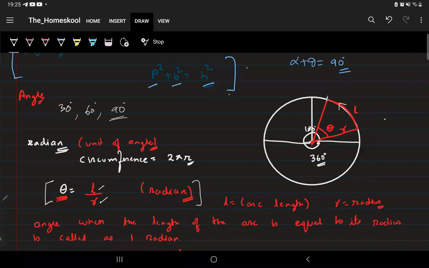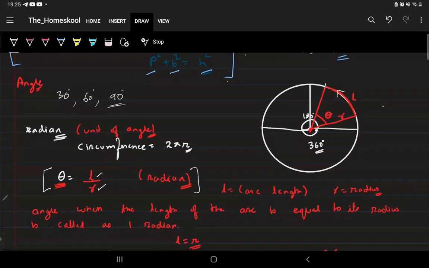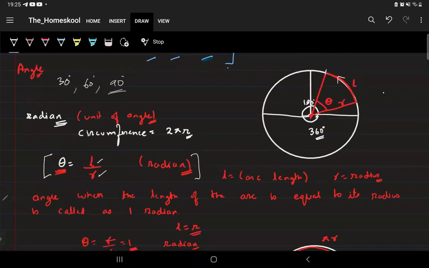Shravya, when will this be 1? Yes, very good Shravya, very good Ragini. Now think about it: when will the length become equal to the radius? Yes, both are the same. Very good Tanushree. Now, as the definition, the angle when the length of the arc is equal to its radius is called 1 radian.